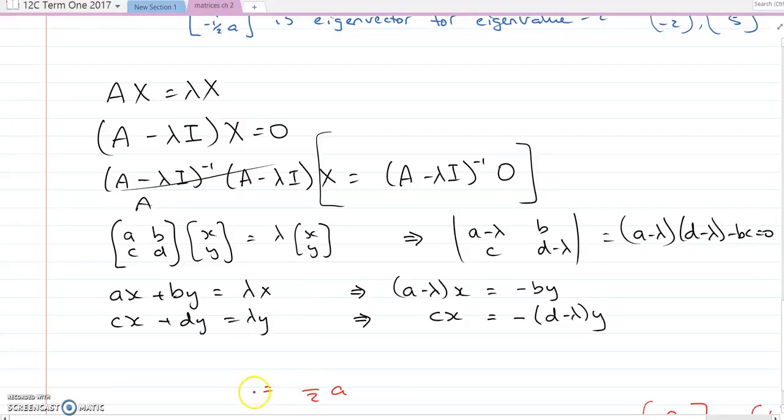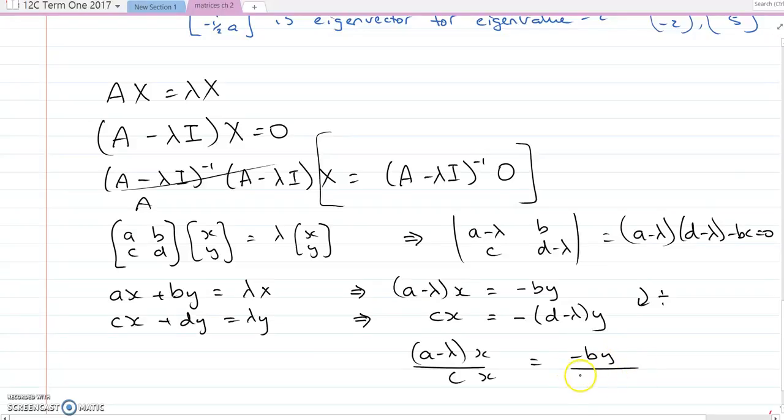And if I just divide these equations, okay, just divide, we're going to have (a minus lambda) x over cx equals negative by over negative (d minus lambda) y.